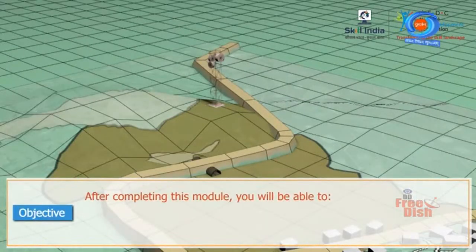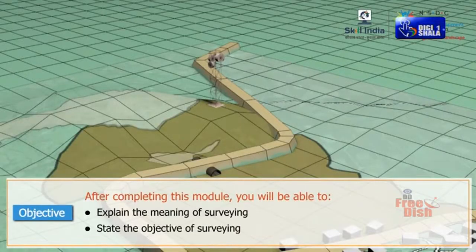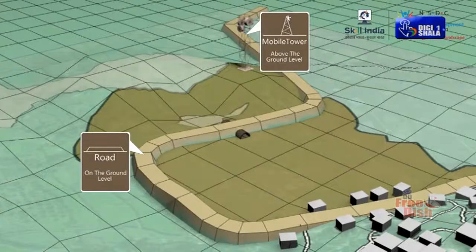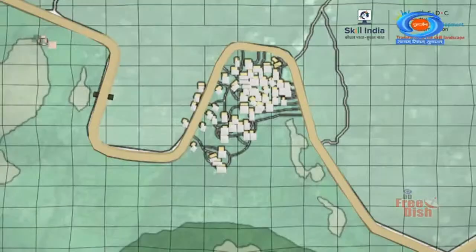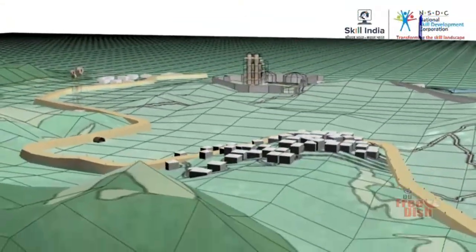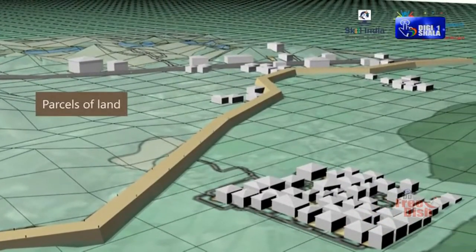After completing this module, you will be able to explain the meaning of surveying and state the objective of surveying. So, you see, there are some objects on, above, and below Vijay's piece of land. Now take a look in and around. You can see many natural and man-made things on the earth's surface.